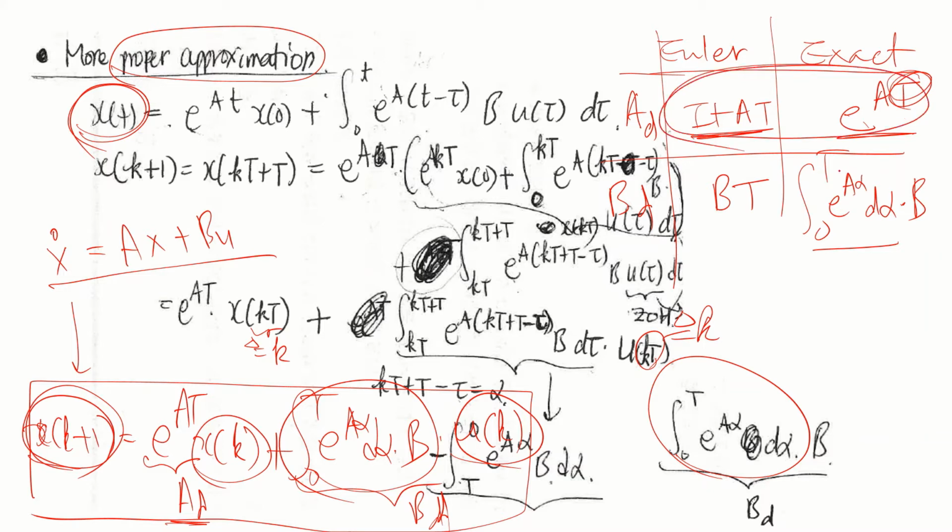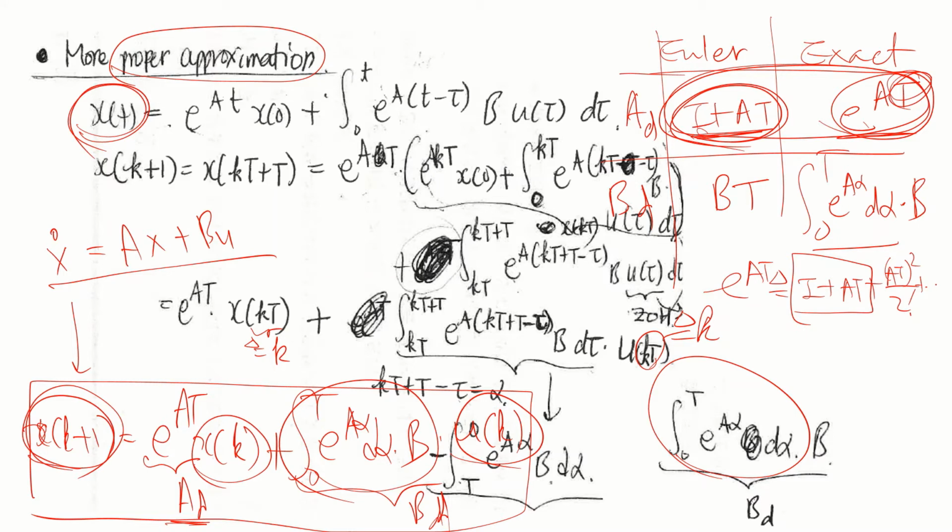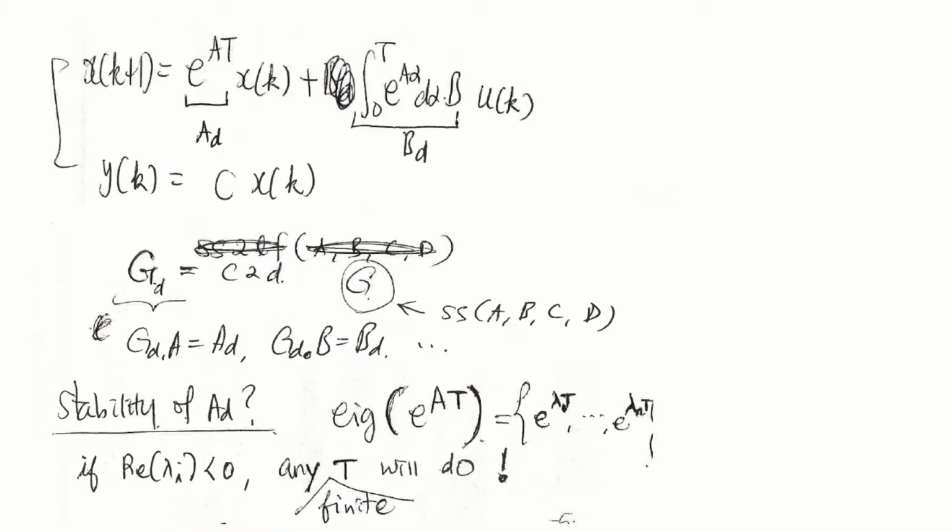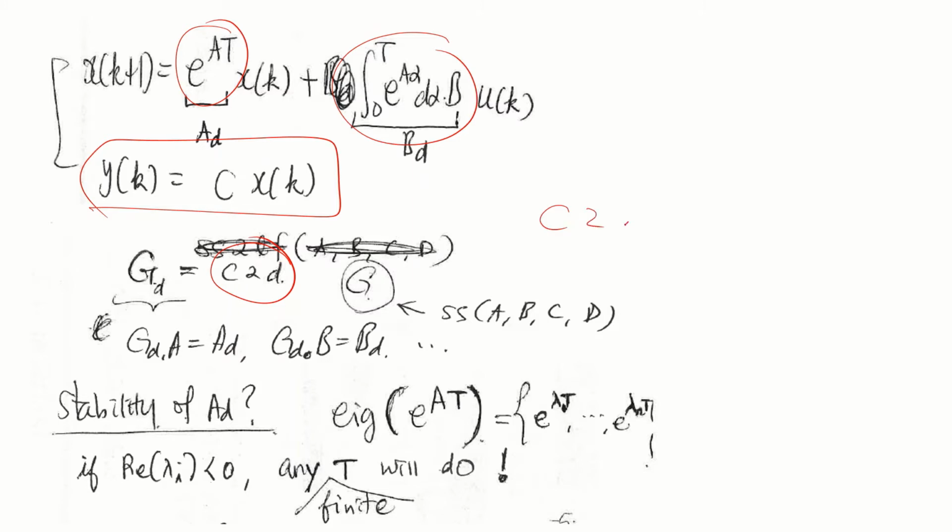If you compare these two, now you can see that this one is kind of an approximation of e^(AT). By definition, e^(AT) is I + AT + (AT)^2 divided by 2 factorial, etc. And only the first two terms are taken for this Euler's approximation. So this is what I have written here, and you still have the same output equation. You can do this discretization using MATLAB, C2D, that's the command.